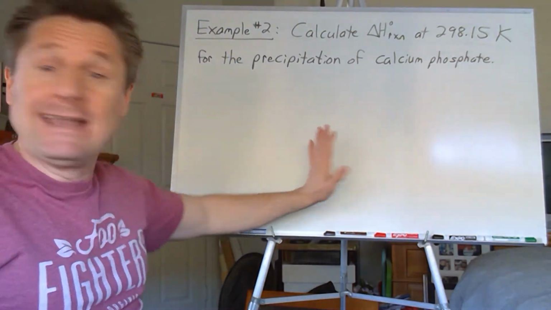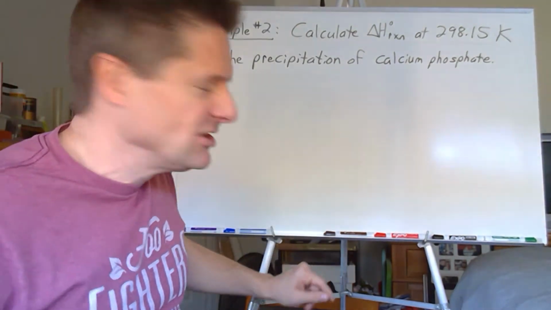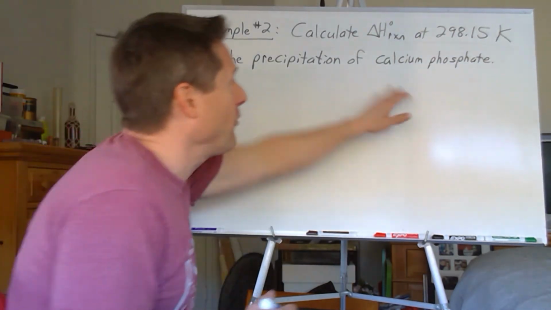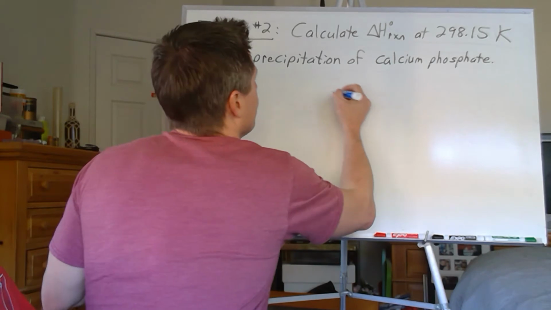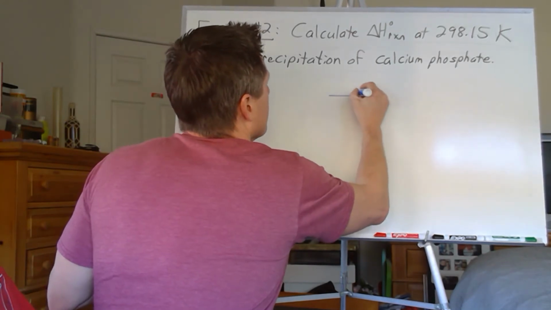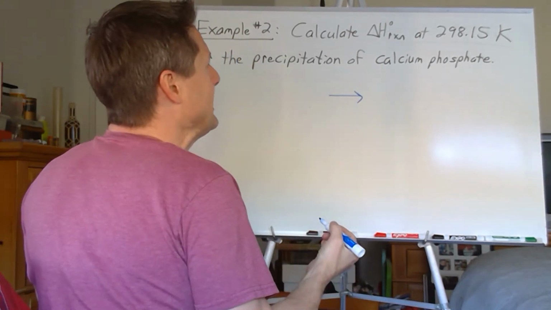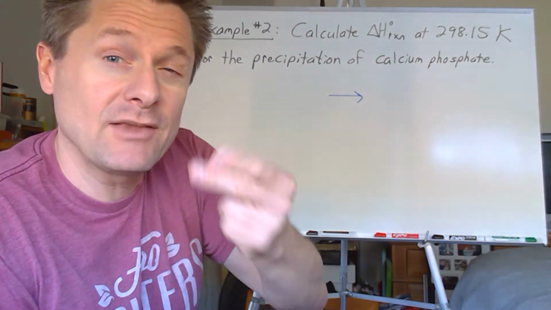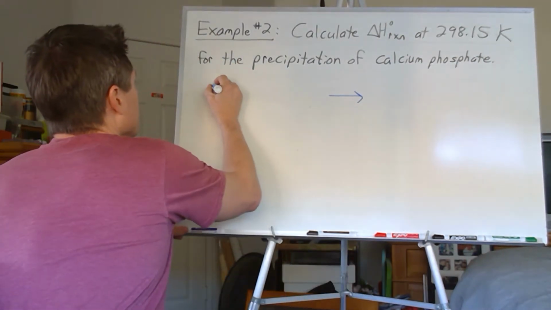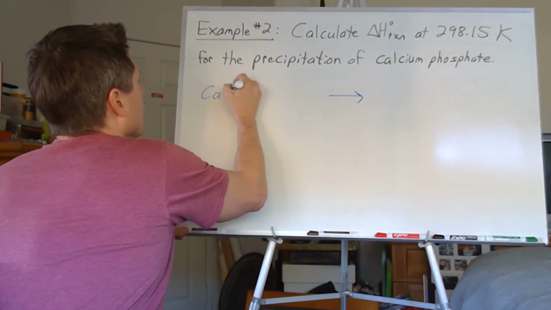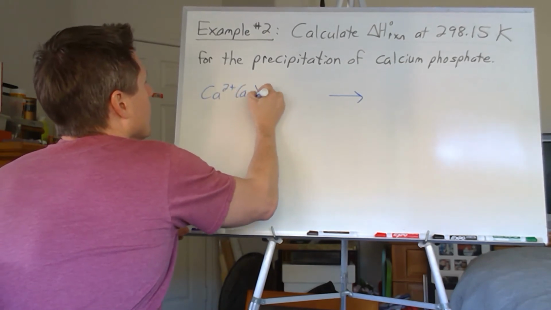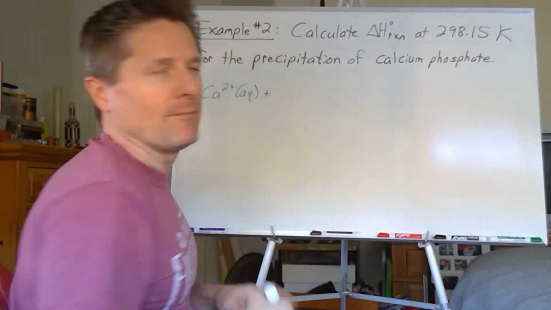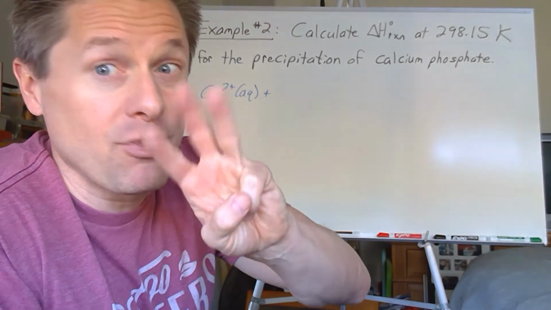So first, I didn't give you the equation on this one. Oh, you're so mean, teacher. So we're forming some calcium phosphate. So we need some calcium ion. Calcium's a plus 2. And phosphate, I may need to move that arrow over. Phosphate's a minus 3.